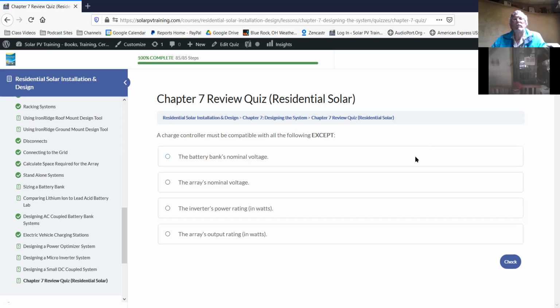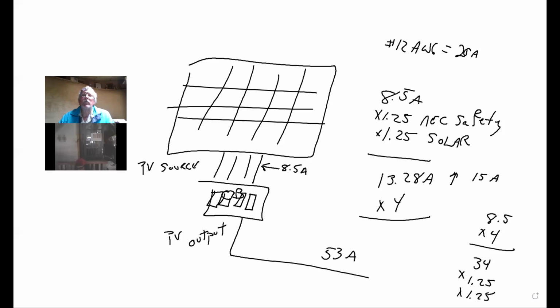A charge controller must be compatible with all the following, except, should it be compatible with the battery bank's nominal voltage? Yeah. The array's nominal voltage? Yes. The inverter's power rating? Well, let's look at that, and the array's output. So let me show you in the drawing here. We'll make this our last one.